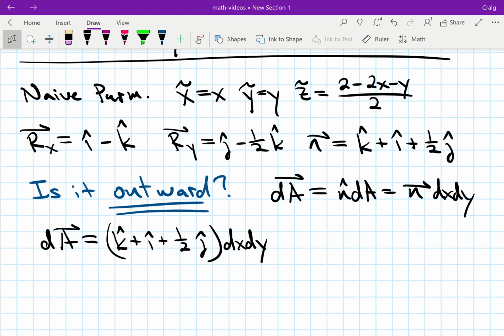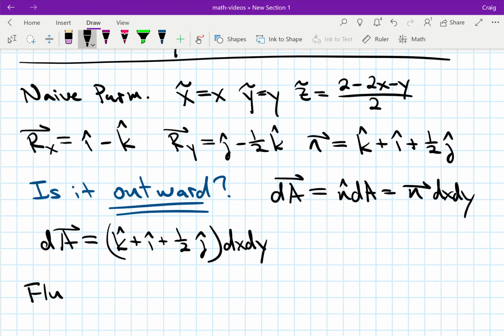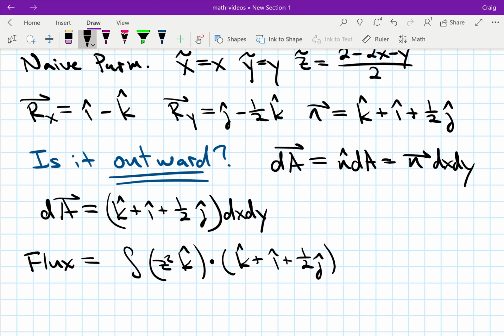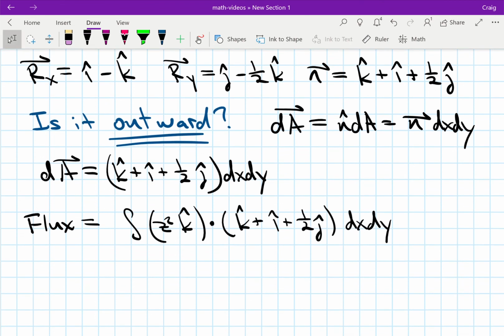And so to find the flux, I need to integrate over the surface. I need to think about my limits on x and y. We'll talk about that in a moment, but the thing that I'm integrating is my field, which is z squared k hat, and I have to take my vector field and dot it with the area element, which is k hat plus i hat plus 1/2 j hat, and dx dy. Again, I'm being sloppy. I haven't thought about the limits yet. I'll think about the limits in a moment.